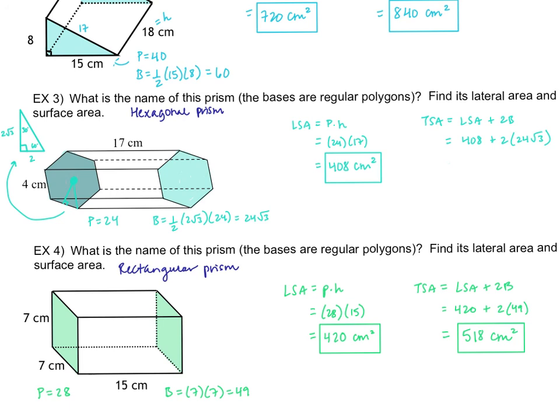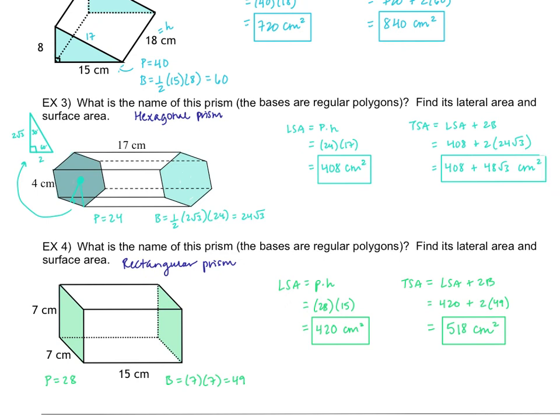Again, I could put this in decimal form, but I'm just going to keep it in simplest radical form so it's a little bit more exact. In the future, they'll probably give you more directions on this. For me, I just want to focus on simplest radical form. So we're going to have 408 plus 48√3, and that is going to be centimeters squared.